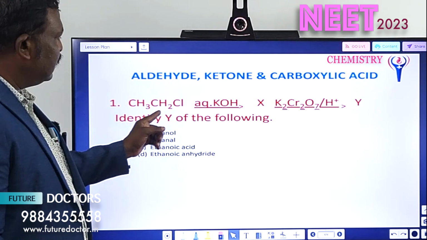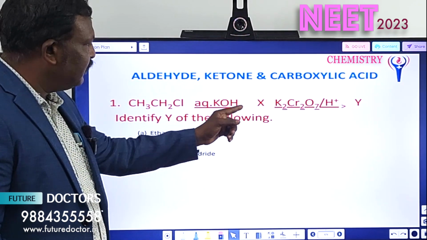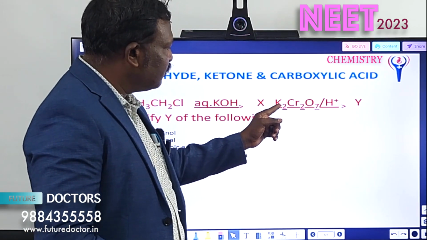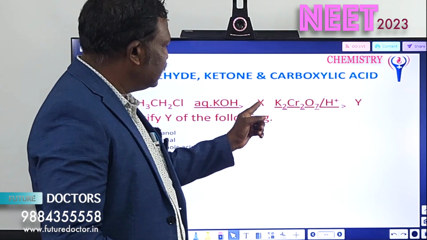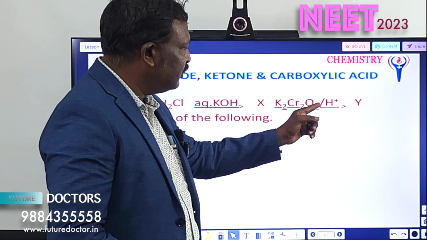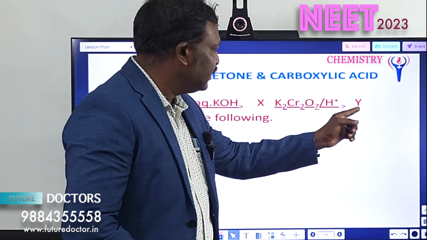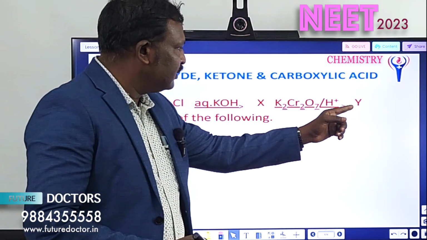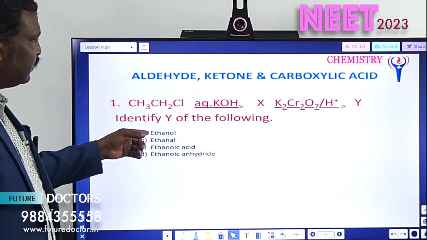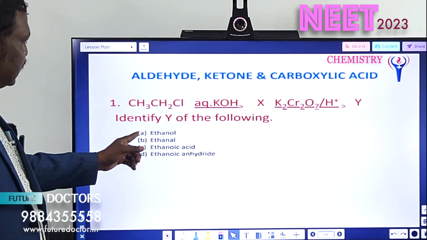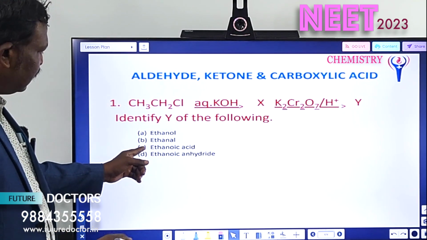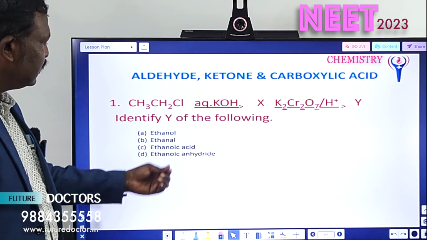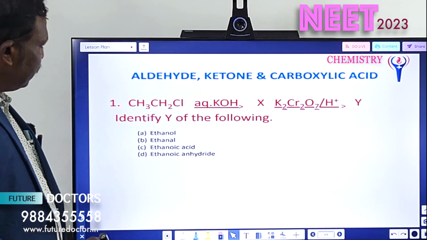See the first question. CH3CH2Cl, chloroethane, reacts with aqueous KOH to get the compound X. Then X is oxidized by potassium dichromate, an oxidizing agent, in acid medium to get Y. Identify Y. So among these 4 options, we have to find out which one is Y. Option A, ethanal. Option B, ethanol. Option C, ethanoic acid. Option D, ethanoic anhydride. That's the question. Now see the next one.